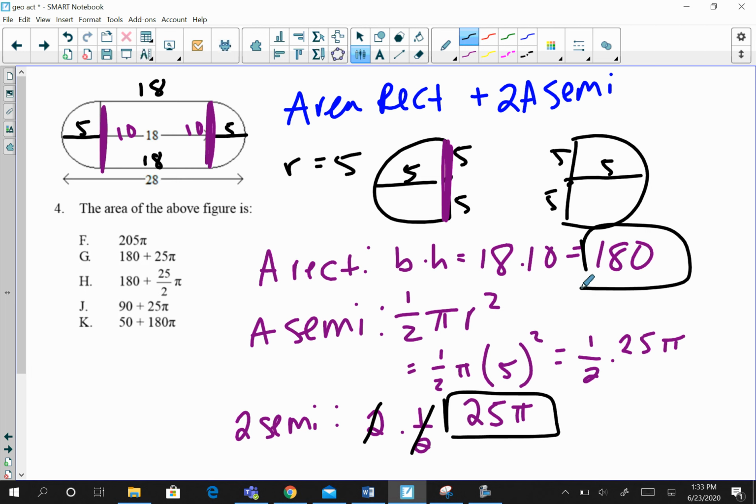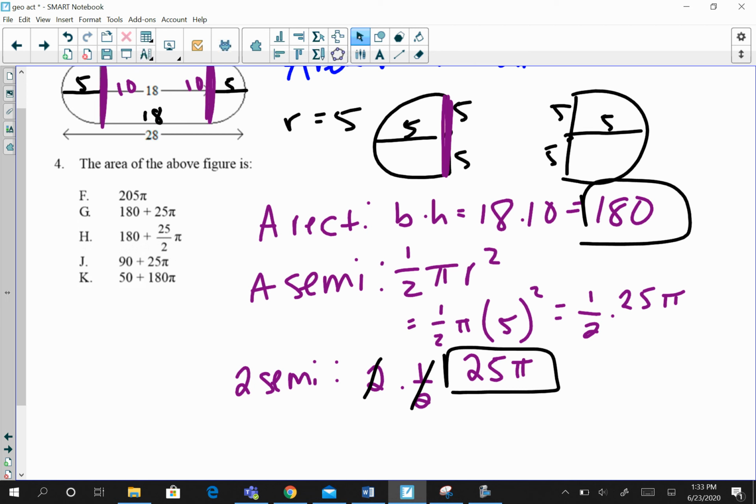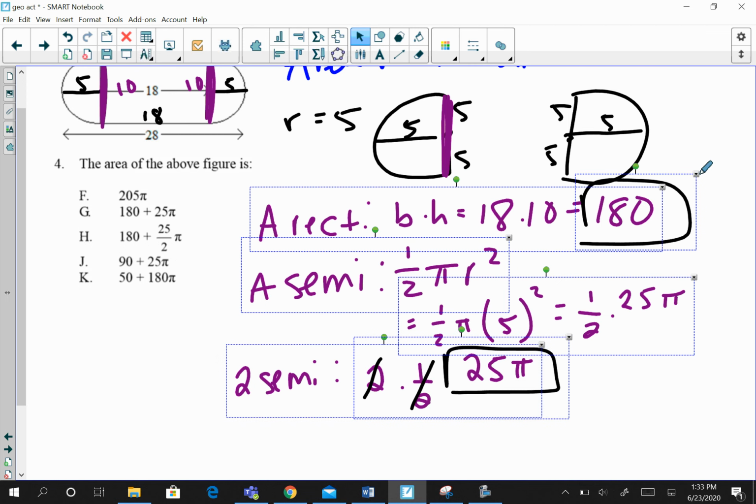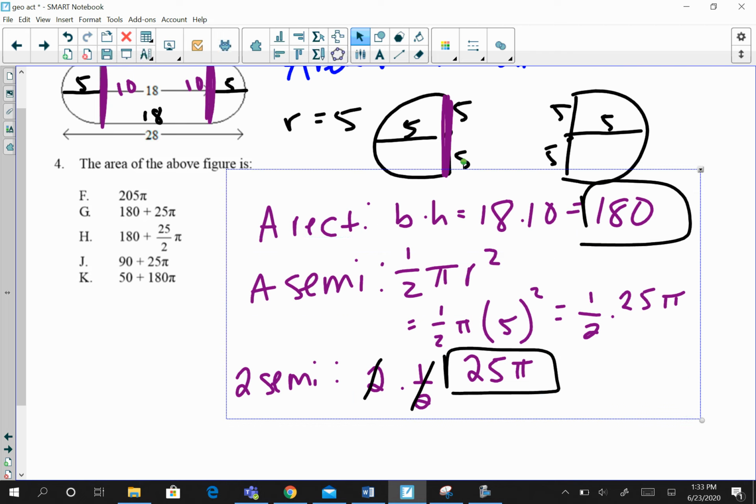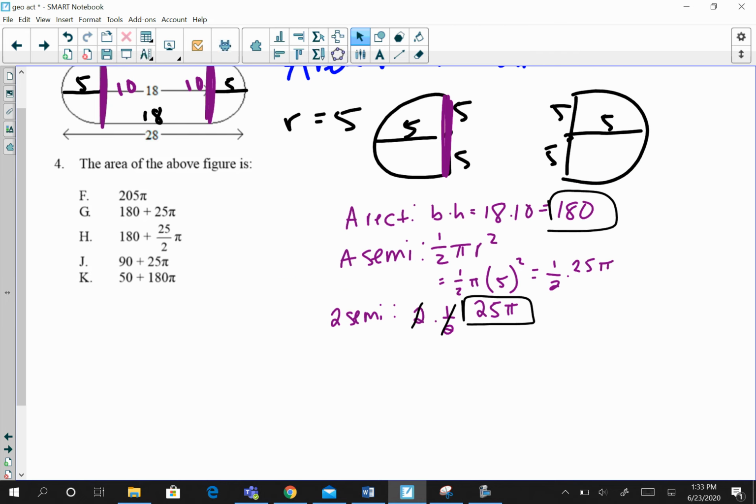So if I want the area of this whole shape, I just need to add them together. Area of the rectangle plus area of my 2 semicircles.